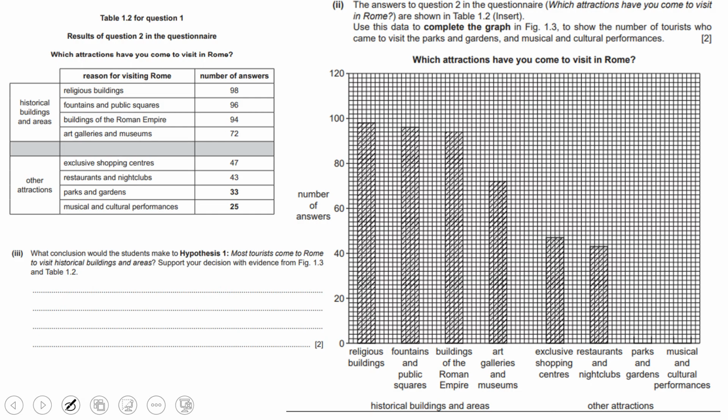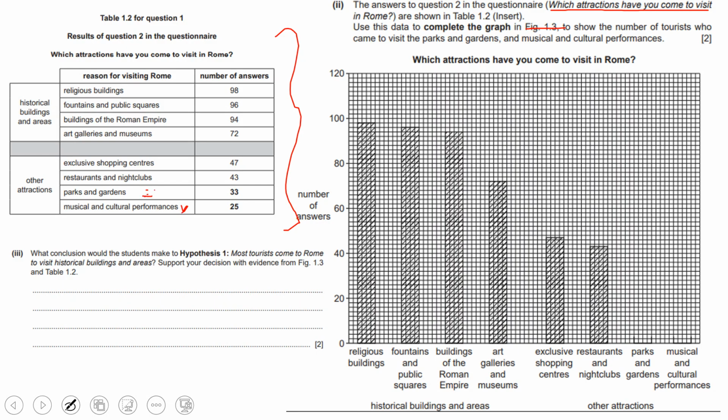Now, the next question is this. We also have question 2. This is the insert here. So let's see what the question is all about. They said the answer to question 2 in the questionnaire, which attractions have you come to visit in Rome, are shown in table 1.2 insert. So this is the 1.2 insert. Now, use the data to complete the graph in figure 1.3 to show the number of tourists who come to visit the park and gardens and musical and cultural performance. So we have park and gardens, musical and cultural performance.